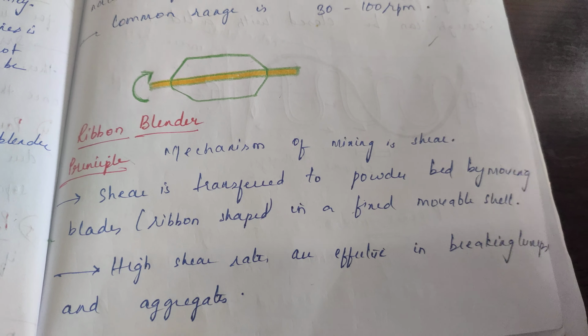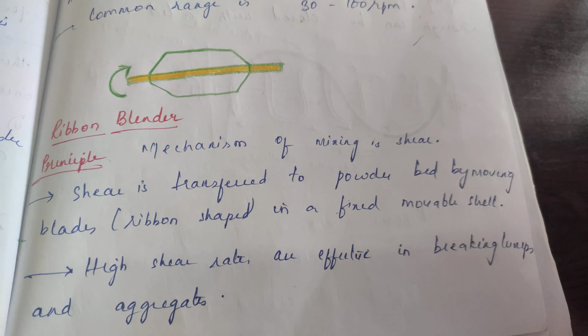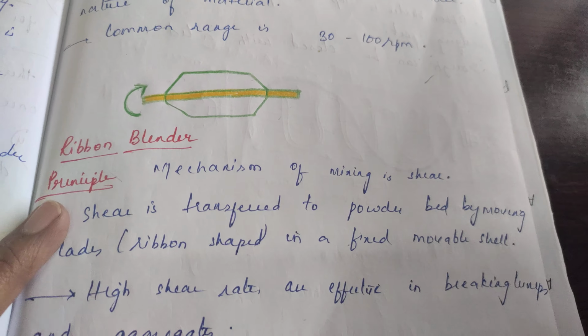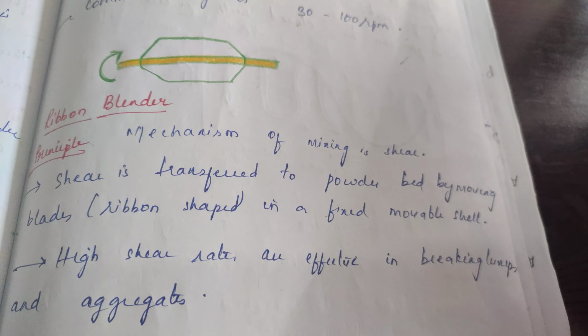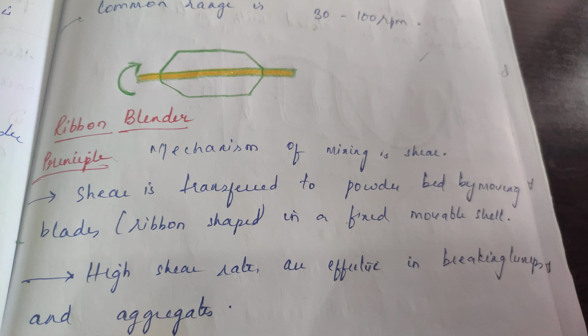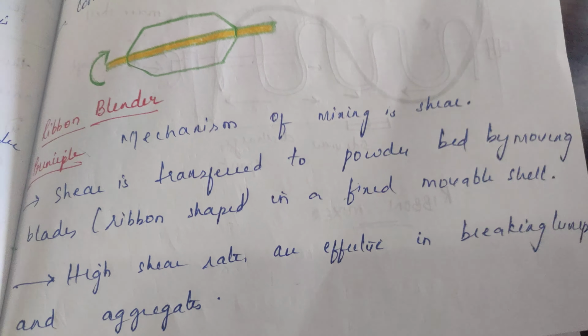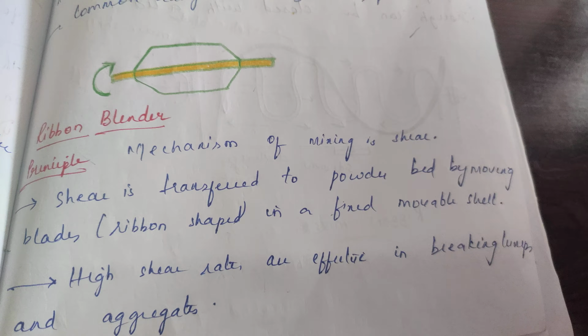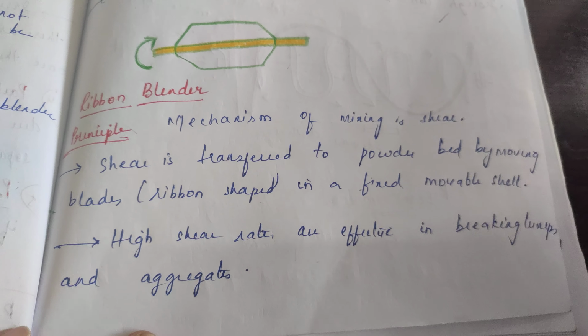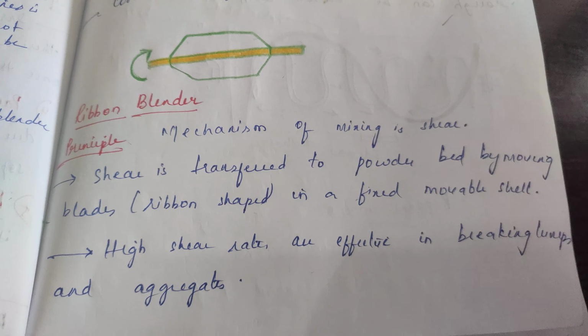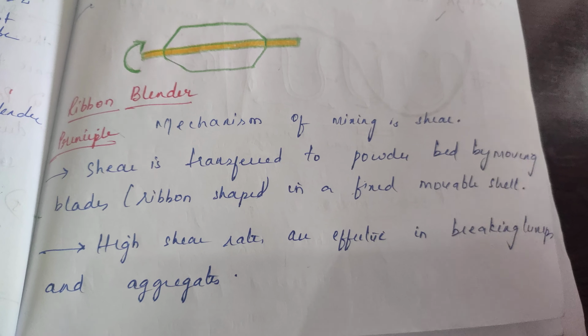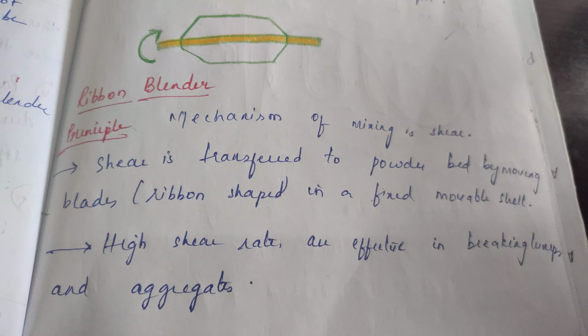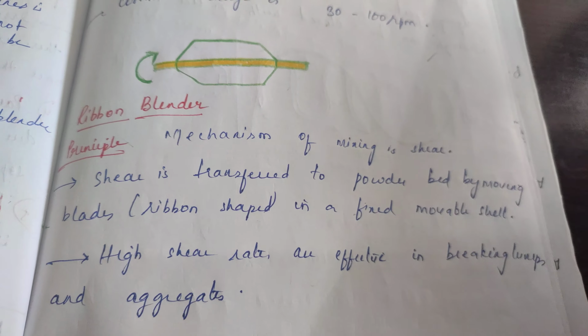The shear is transferred to the powder bed by moving blades in a fixed shell. Shear transferred means a pressure is transferred to the moving bed by moving blades in a fixed shell. In the shell, blades are present and blades cause the shear, that is the force or pressure which causes the mixing of the material. High shear rates are effective in breaking lumps and aggregates. Whenever more pressure is applied, the breaking of lumps and aggregates is more effective.